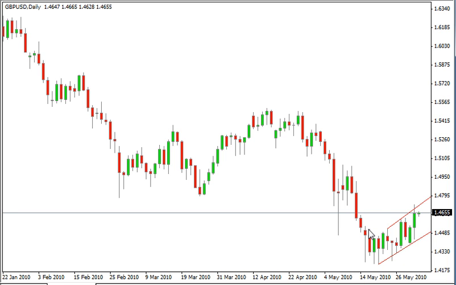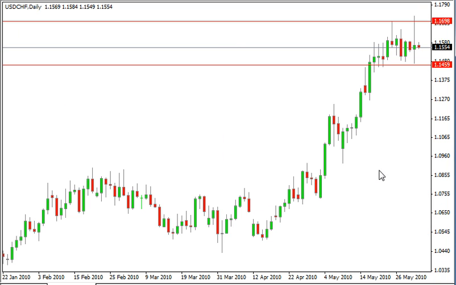So in this next session, look for the pair to go as high as 1.4840 and look for the pair to go as low as 1.4454. Look for some support around 1.4481 and resistance around 1.4727.